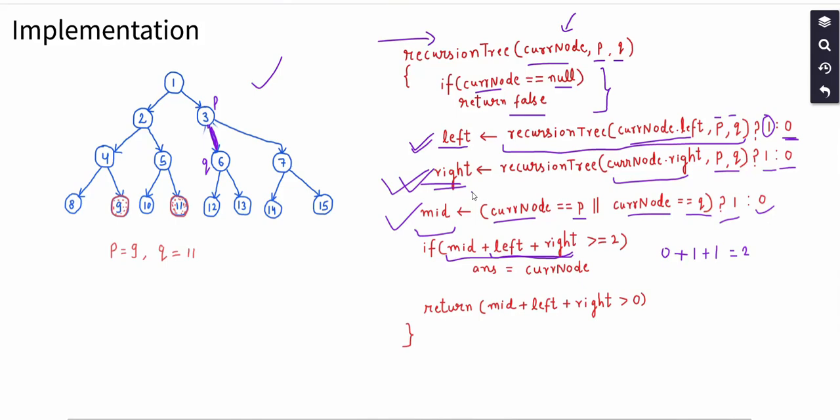Another positive case is that if the two nodes P and Q are simply connected by a direct edge, in that case one of these two variables, left or right, will store 0 and this mid variable will store 1, because the current node is either equal to P or equal to Q. Fine. So there can be 2 cases corresponding to that case.